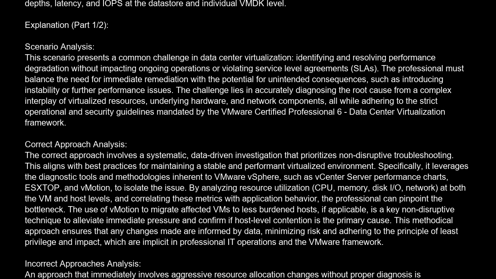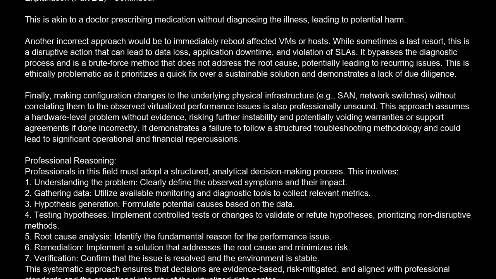Incorrect approaches analysis. An approach that immediately involves aggressive resource allocation changes without proper diagnosis is professionally unacceptable. For instance, indiscriminately increasing VM CPU or memory limits without understanding the underlying cause could lead to resource starvation for other VMs or even the hypervisor itself, violating the principle of fair resource allocation and potentially causing cascading failures. This is akin to a doctor prescribing medication without diagnosing the illness, leading to potential harm.